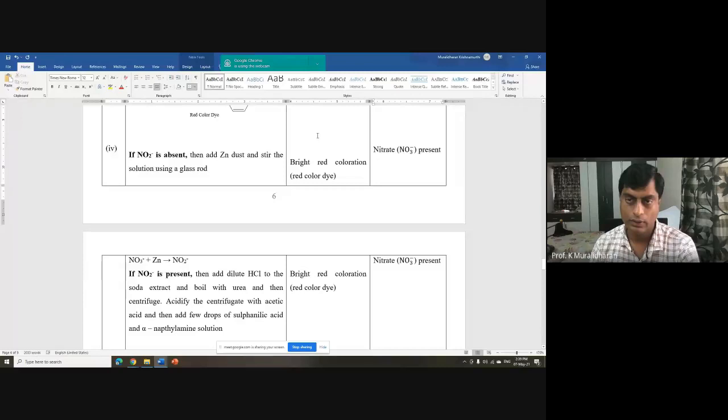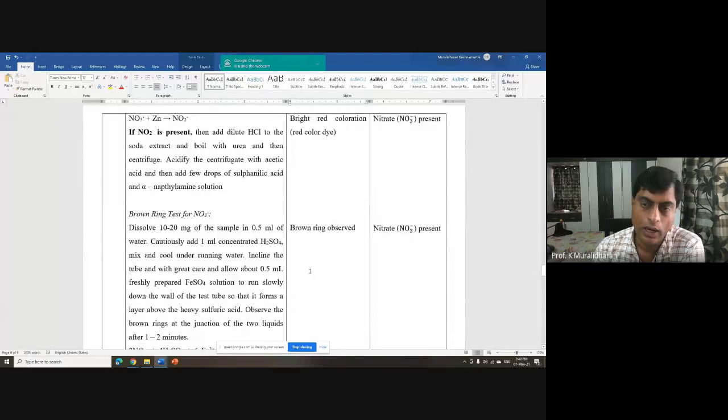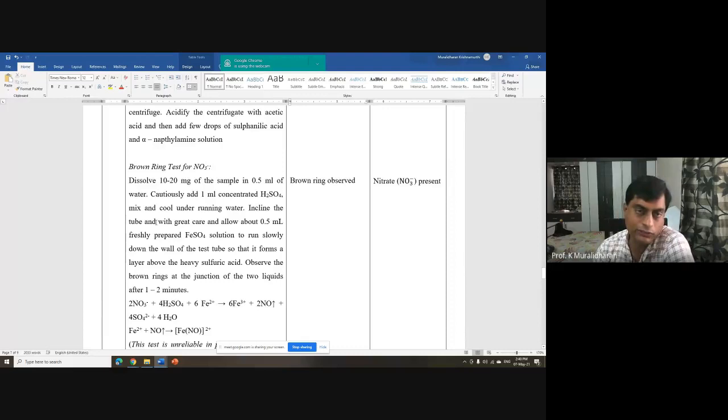Okay, so now there is a very famous test known as the brown ring test for the nitrate anion. In this test, you take around 10 to 20 milligrams of sample directly in a test tube, with 0.5 ml of water, and cautiously add 1 ml of concentrated sulfuric acid, mix and cool under running water. Cautiously add means, with concentrated sulfuric acid, you have to be cautious here.